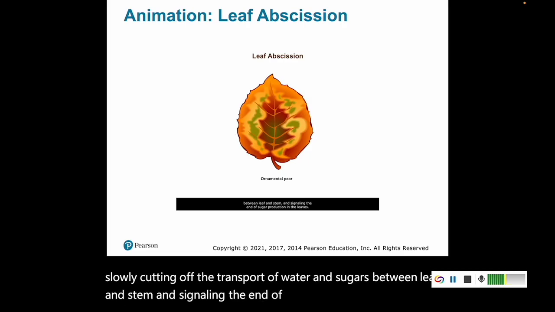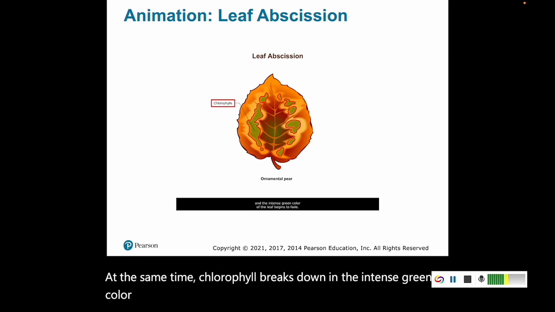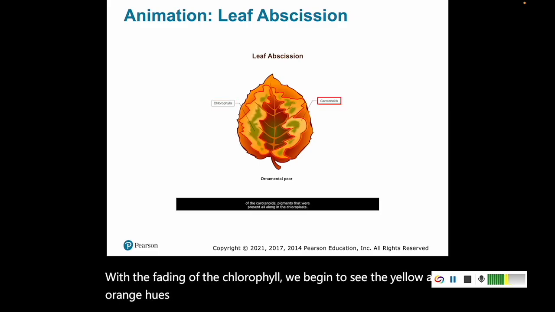in the leaves. At the same time, chlorophyll breaks down and the intense green color of the leaf begins to fade. With the fading of the chlorophyll, we begin to see the yellow and orange hues of the carotenoids, pigments that were present all along in the chloroplasts.